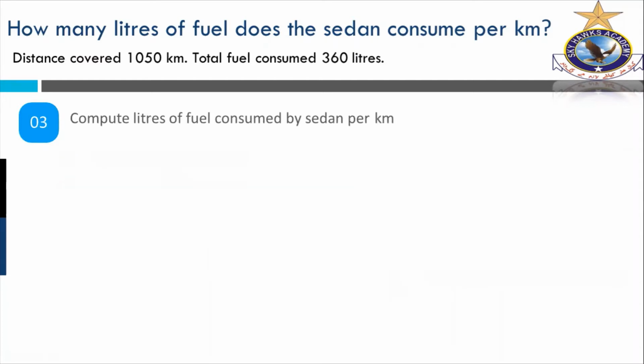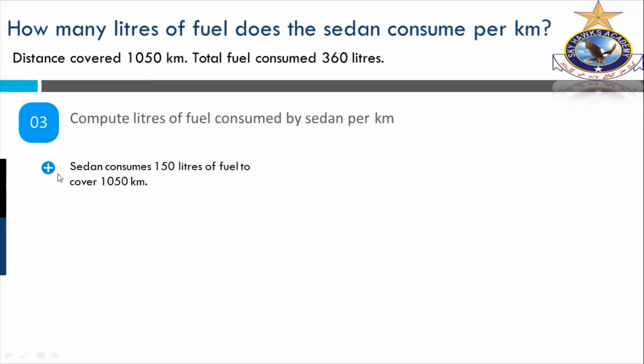So just the third step: compute the liters of fuel consumed by the sedan per kilometer. So we are looking for the per kilometer consumption of the sedan. That's why the question is, how many liters of fuel does the sedan consume per kilometer? So a few more steps to reach that answer. The third is to compute the liters of fuel consumed by the sedan per kilometer. So this is the third step. Okay, let's see. Please read this one.